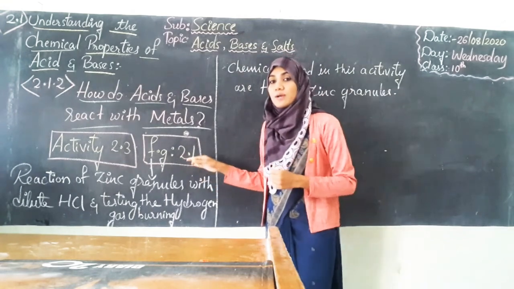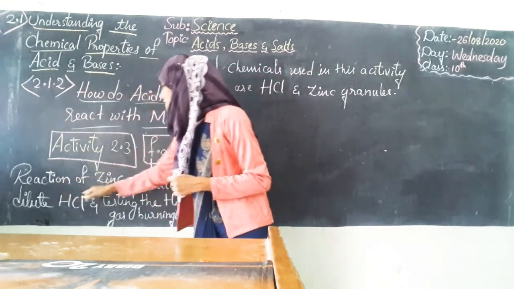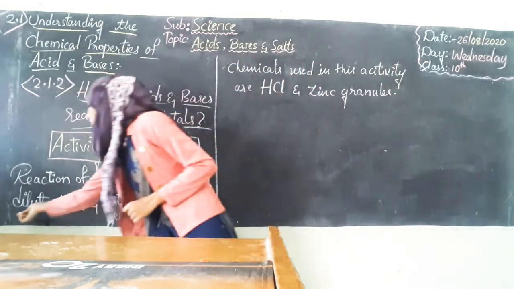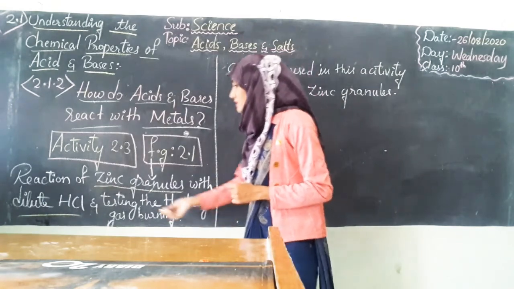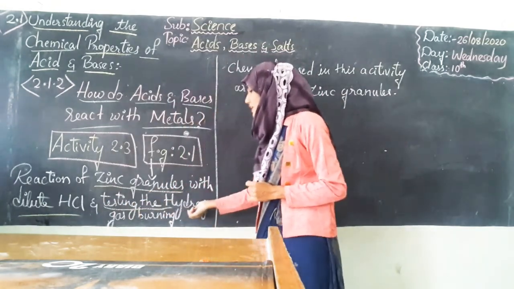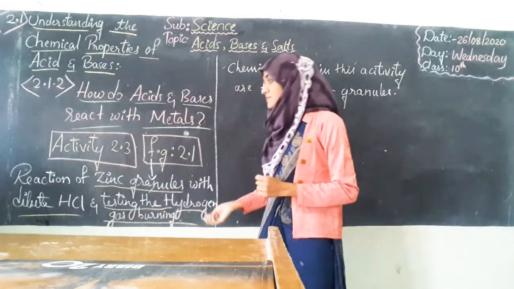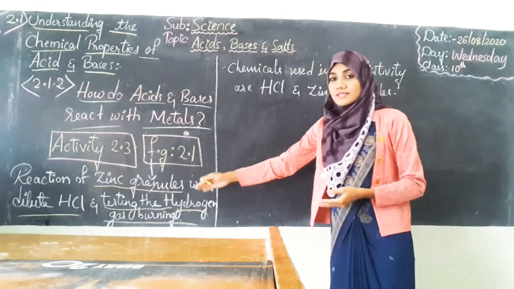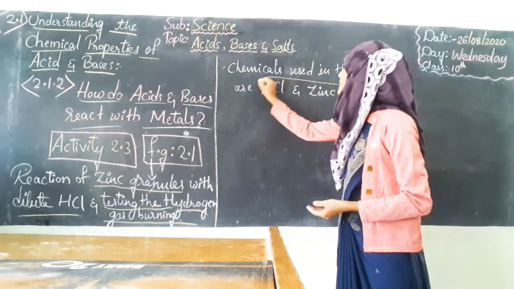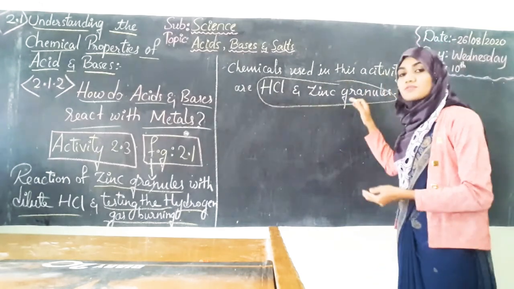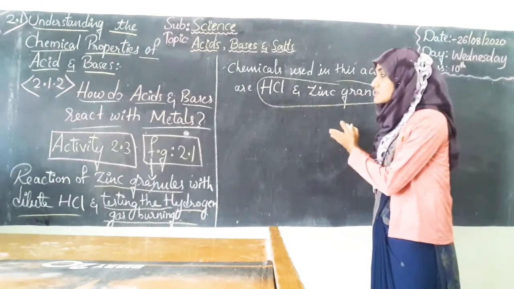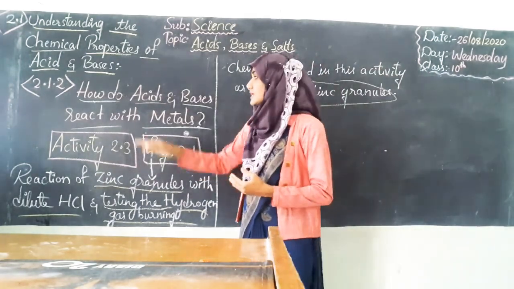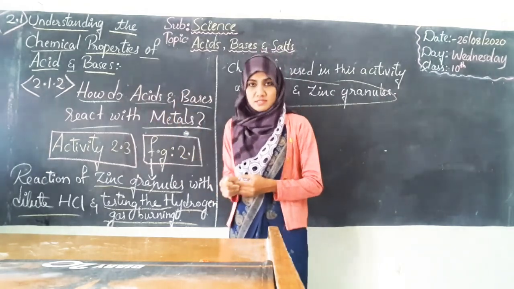What does figure 2.1 describe? It describes the reaction of zinc granules with dilute hydrochloric acid, and we will test the hydrogen gas by burning. What chemicals are required for this activity? There are mainly two: hydrochloric acid and zinc granules. By taking these two chemicals, we will perform an activity to detect how acids and bases react with metals.